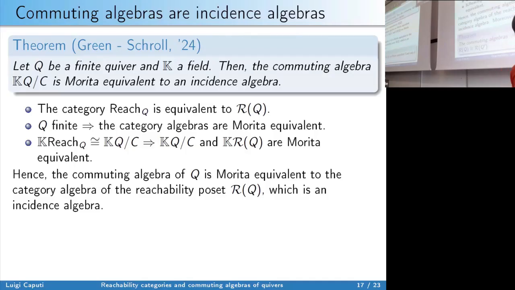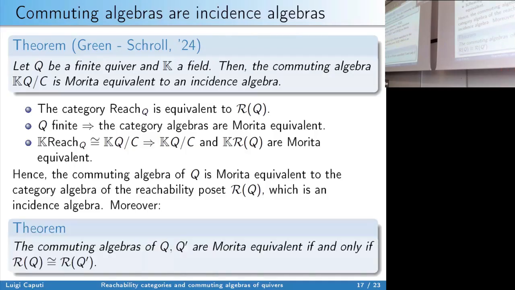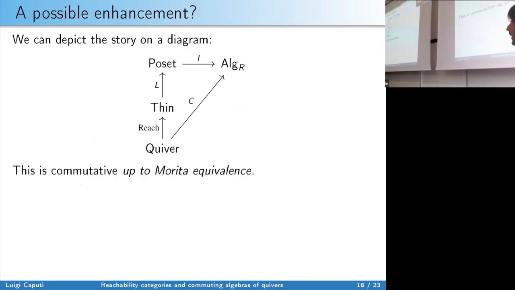Furthermore, we can show that if the commuting algebras of Q and Q prime are equivalent, then the reachability posets are actually isomorphic, and this is an if and only if. So by using these categorical terms, we are able to really transfer what happens on the algebraic level to what happens on the, let's say, combinatorial level. We see this many, many times in category theory.